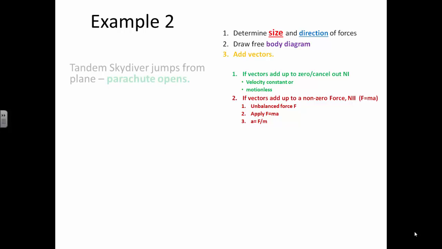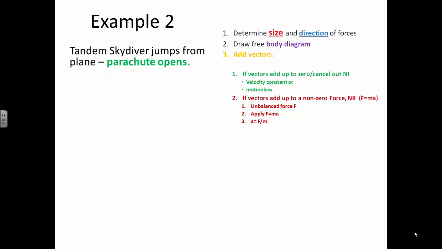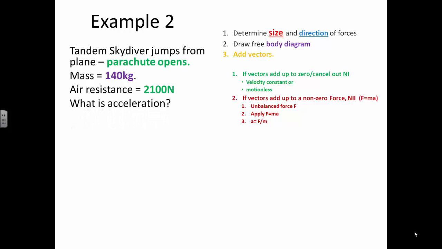Example 2. Now, the tandem skydiver jumps from the plane and the parachute opens. So the forces are going to change. The mass is still 140 kilograms. The air resistance is now 2,100 newtons. What is the acceleration? Right, point 1, determine the size and direction of the forces. The force down is still the same, mg, 1400 newtons. The force up, however, is 2100 newtons.